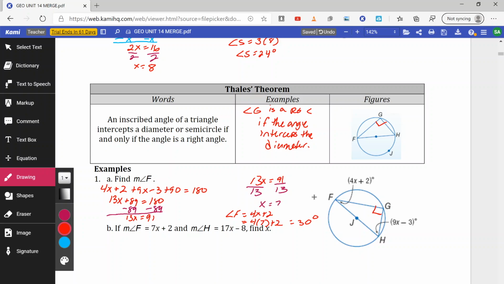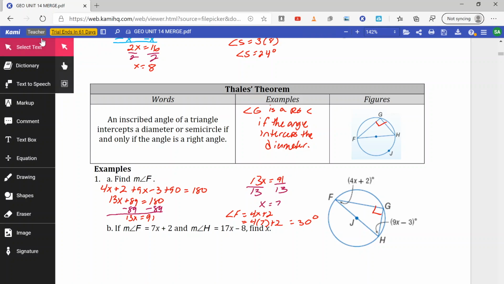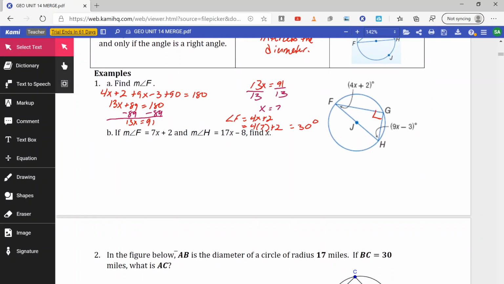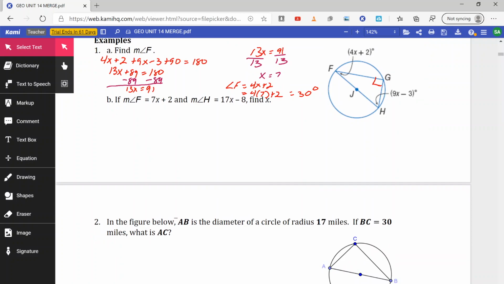Now let's say angle F is 7x plus 2, and angle H is 17x minus 8. We need to find x. So they change the value of angle F and angle H, and they test us with a different task. So this time we're just finding x. So F, H, and G, again, it's all the same. We have a right triangle. The inscribed angle creates a right triangle due to the endpoints running through the semicircle.